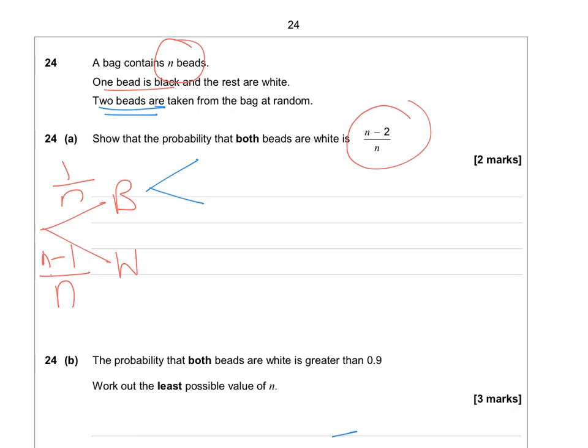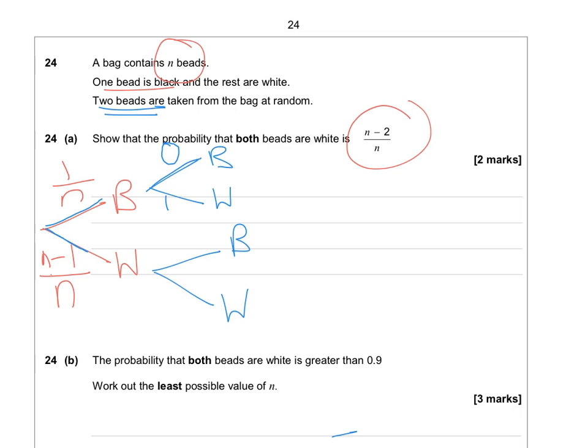2 beads are selected, so if we draw the second part of the tree diagram, the beads could be either black or white. However, there was only one black bead in the bag, which means that if we were following this path of the tree diagram, the first bead selected is black, which means there are 0 beads left in the bag that are black, so the probability of selecting a black bead is 0, and the probability of selecting a white bead is 1.